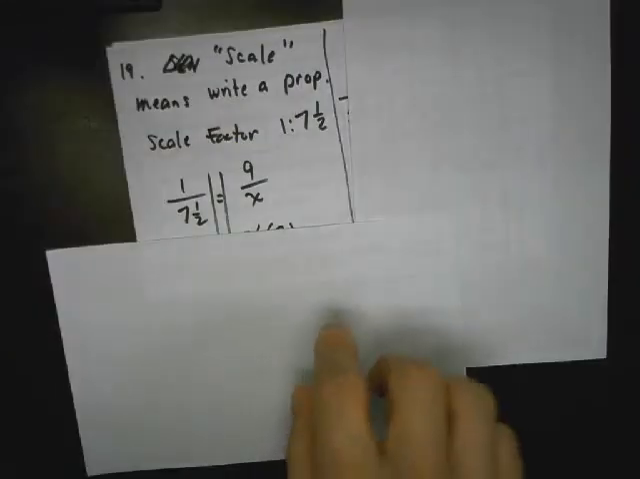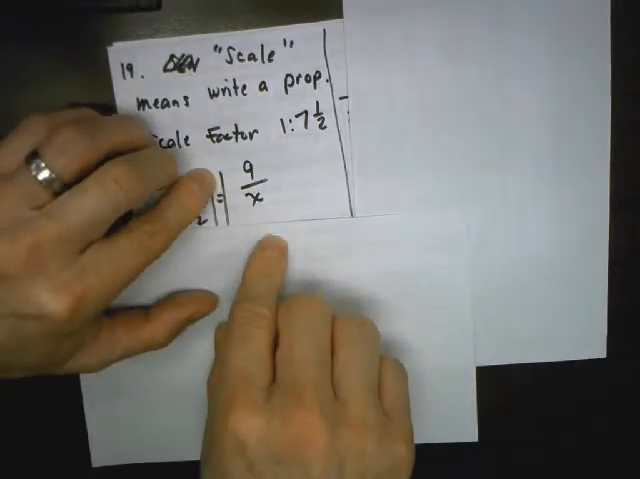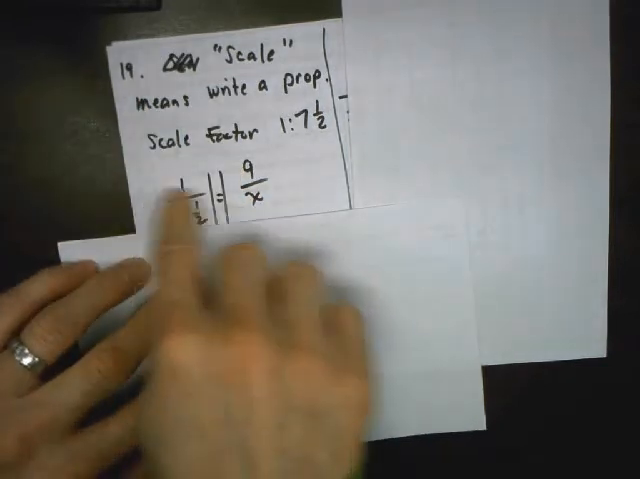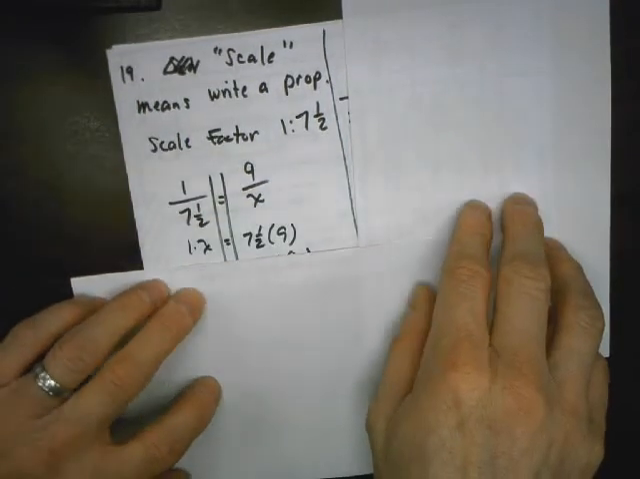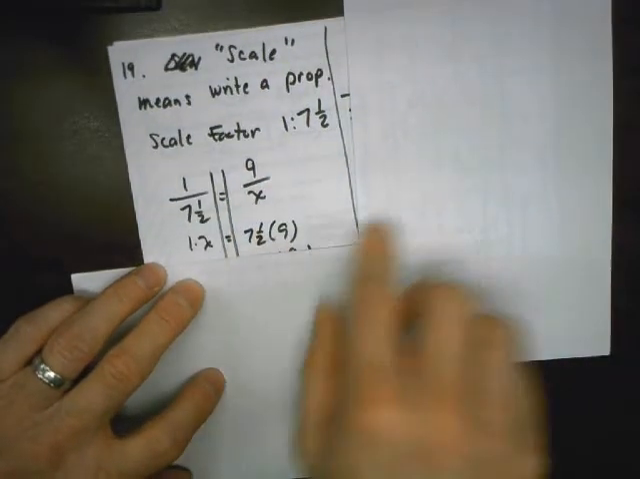So notice my scale. For my scale, I put little on top, big on the bottom. So for my triangles, do the same. Put the little side on top, big side on the bottom. Now when I cross multiply, 1 times x is 1x. When I cross multiply here, 7.5 times 9 is 7.5 times 9.